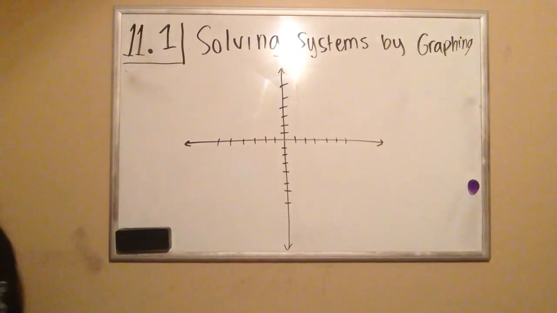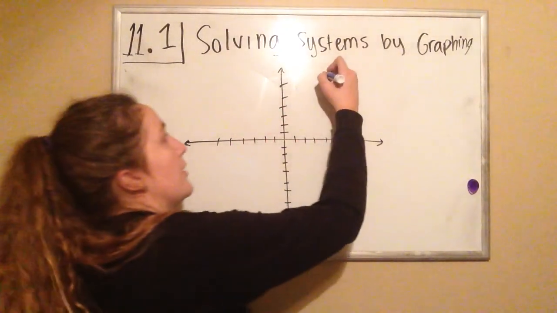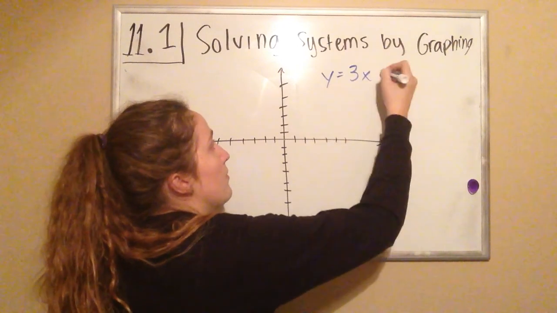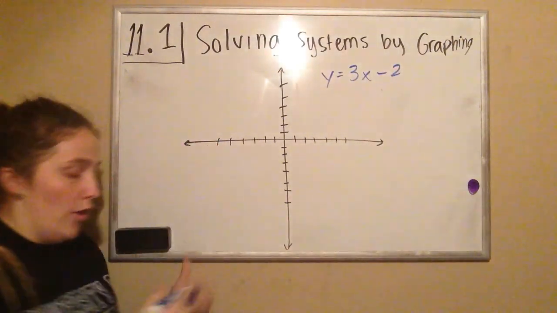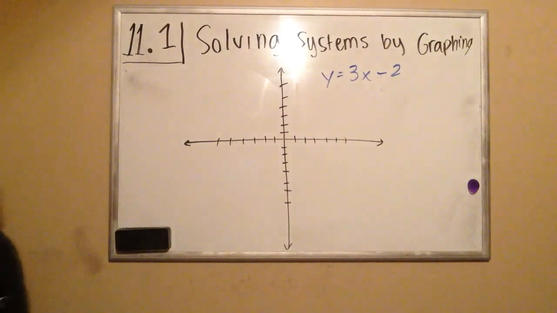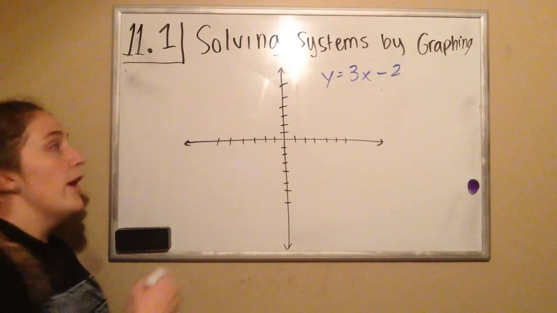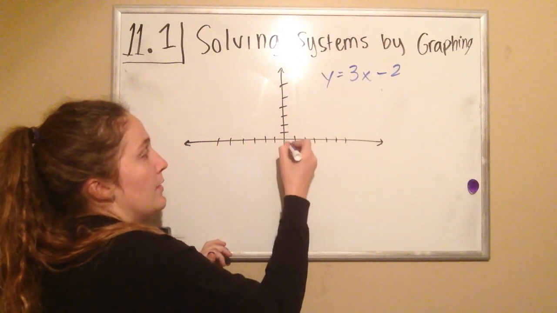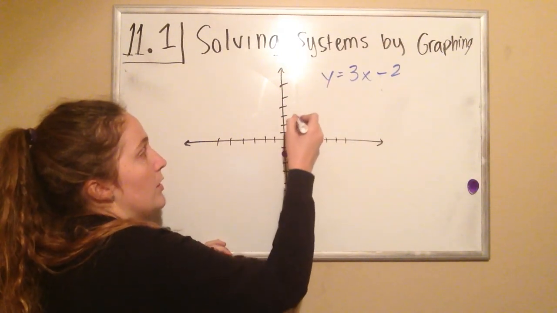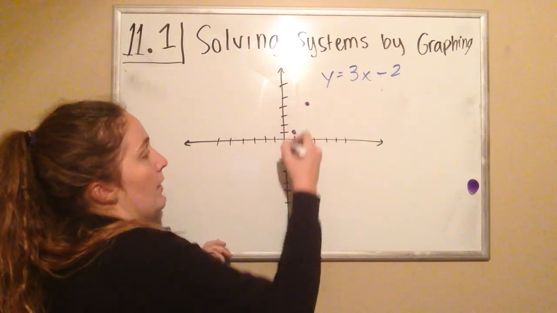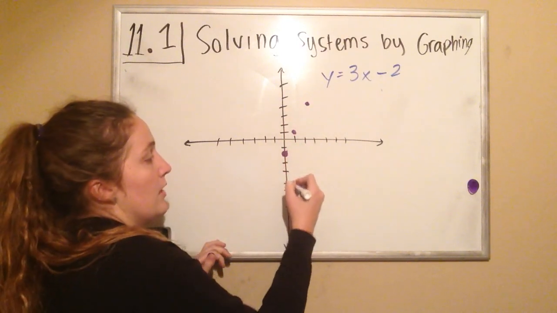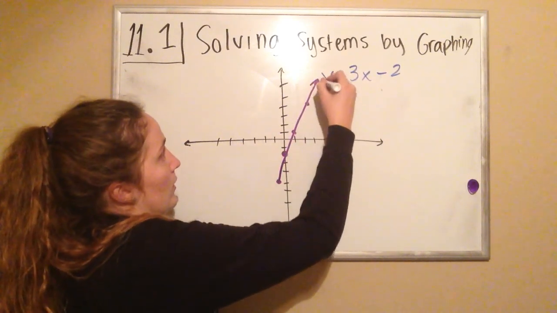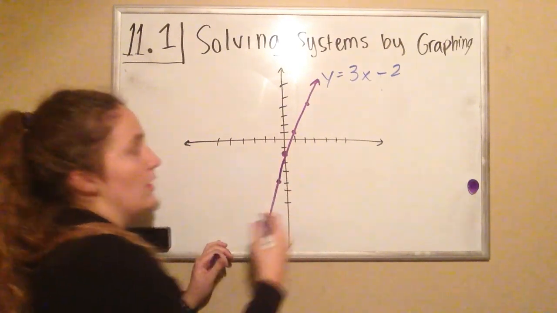Okay, so if I drew the graph, I'm going to put it in y equals mx plus b form to make it easier for us. So y equals 3x minus 2. Our slope is 3, and our y-intercept is negative 2. And if I go to graph that, my y-intercept is negative 2. And my slope is up 1, 2, 3 over 1. Or I could go down 3, back 1. That all should get me the same line.